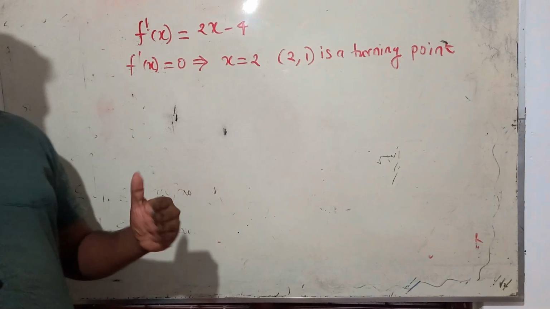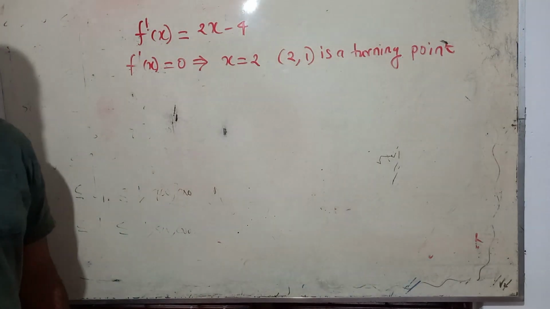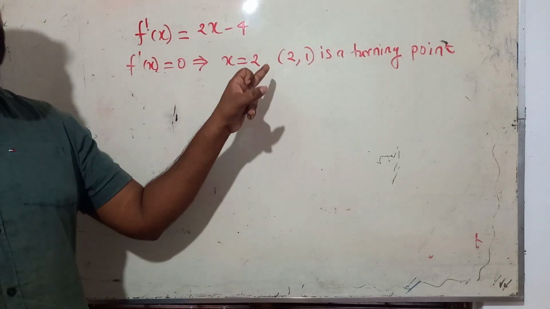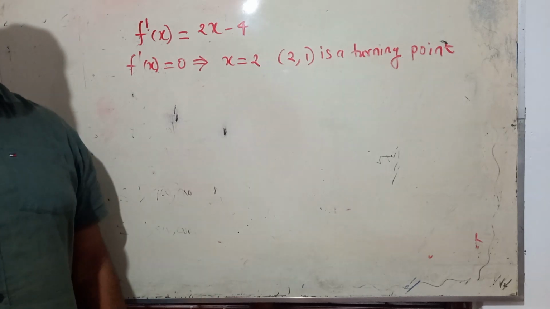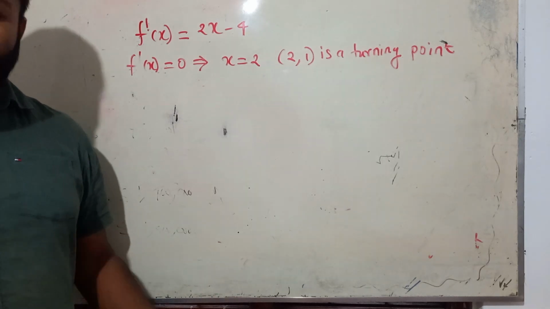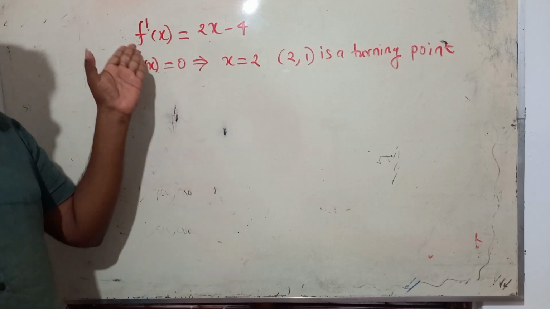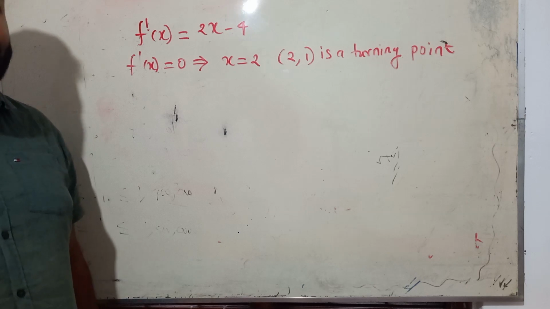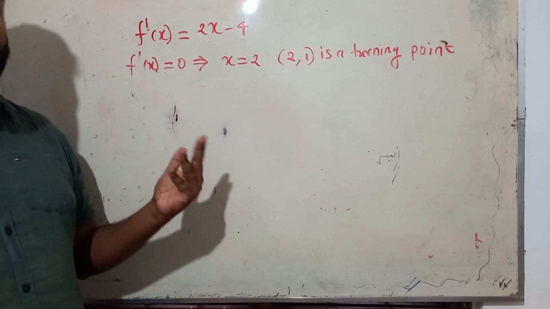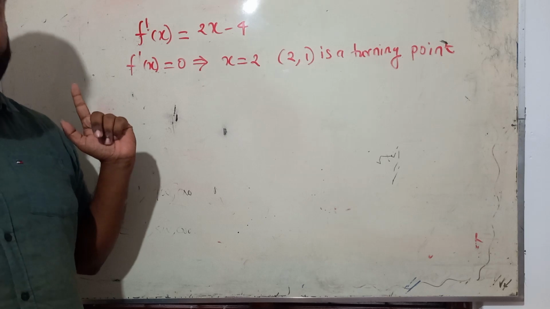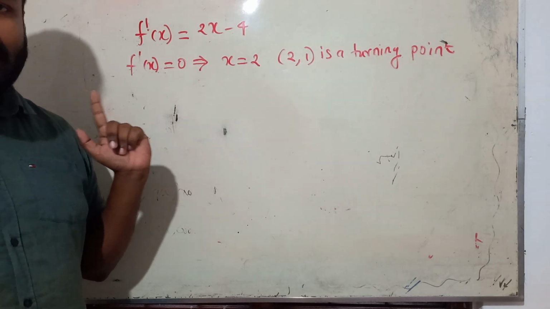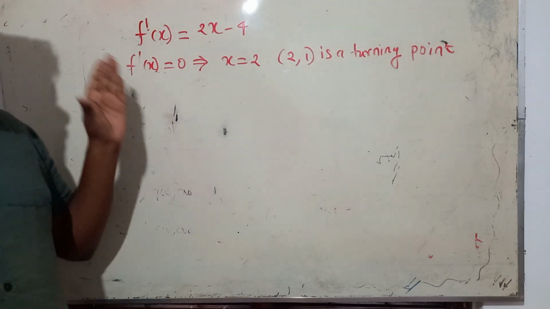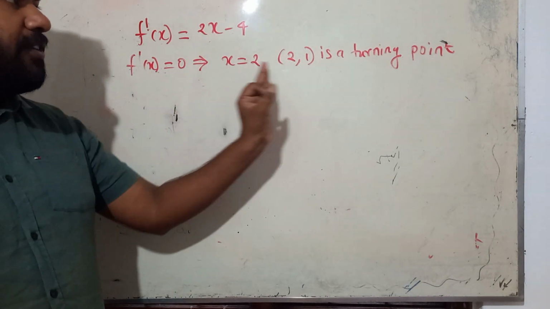Functions mainly have two types of turning points. One is a maximum point, one is a minimum point. So we have to see whether this particular point is a maximum point or a minimum point. If you have a basic algebraic knowledge, you can say that this is a quadratic function, and the coefficient of x squared is a positive number, so this function has to have a minimum point. We can say that using algebraic knowledge. But here we are using calculus. So how can you find what type of turning point this is?